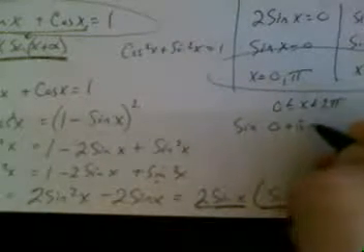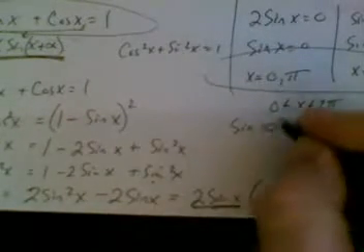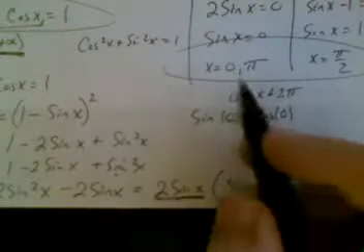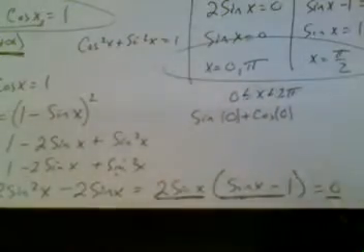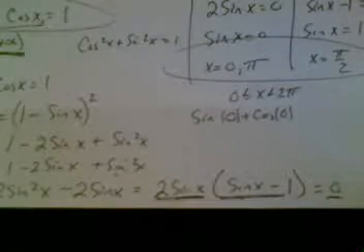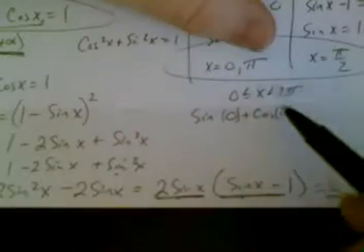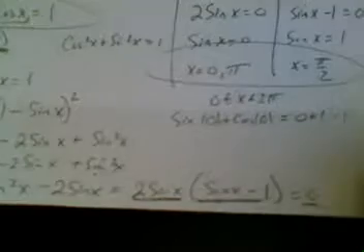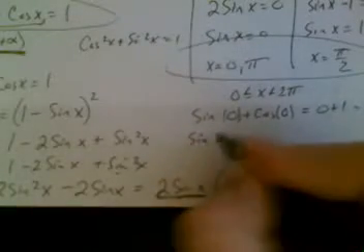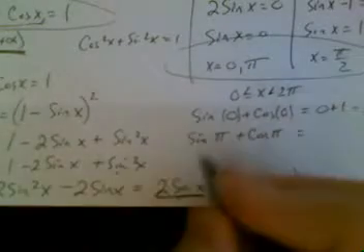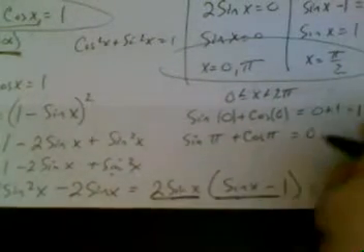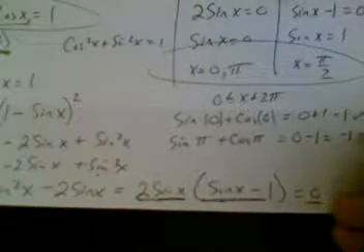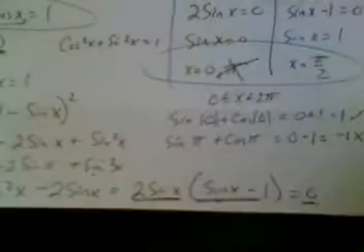Sine of 0 plus the cosine of 0. Well, sine of 0 is actually going to be a value of 0. Cosine of 0 is actually going to be 1, on the unit circle. So this is 0 plus 1, which is 1. And that one checks out. How about the sine of pi plus the cosine of pi? Well, the sine of pi is actually 0. The cosine of pi is negative 1. And this is equal to negative 1. That doesn't check out. Pi doesn't make any sense.